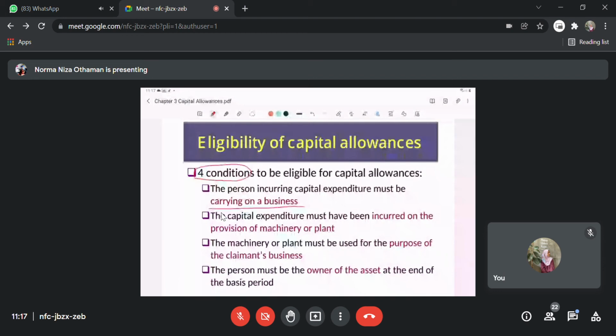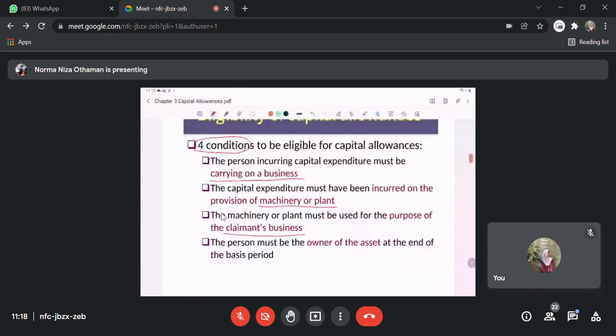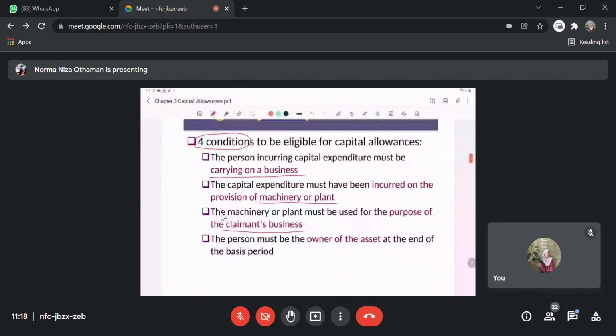So kita nak claim untuk apa? So it should be on machinery or plant. And then the machinery or plant must be used for the purpose of the claimant's business. So samalah penggunaan the apparatus tadi untuk tujuan perniagaan. And the person must be owner of the asset at the end of the basis period. Okay, dia mesti owner sehingga hujung tahun.